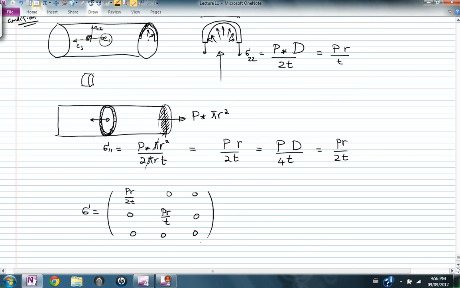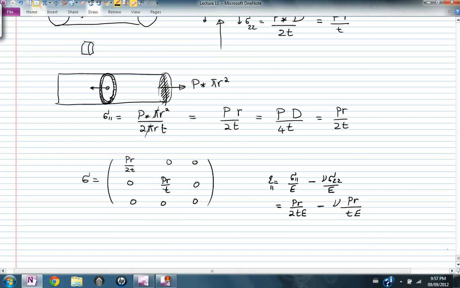And from here I can calculate the strains. So epsilon 1 will be equal to sigma 1 over E minus Poisson's ratio sigma 2 over E. Epsilon 1 is equal to PR over 2TE minus Poisson's ratio sigma 2, which is PR over TE. And what's epsilon 1? Epsilon 1 is equal to the change of length divided by the length. This gives me delta L divided by the length of my pressure vessel. So this is epsilon 1.